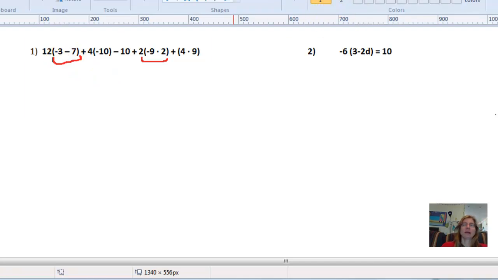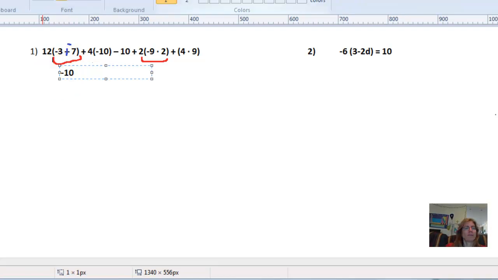Okay, if we were to do negative 3 minus 7, what that looks like is you have to add the opposite. And this is often what people forget to do. You change the subtraction to addition and add the opposite. So what you have is negative 3 plus negative 7. So the answer is negative 10. Let's keep the negative 10 in the parentheses.